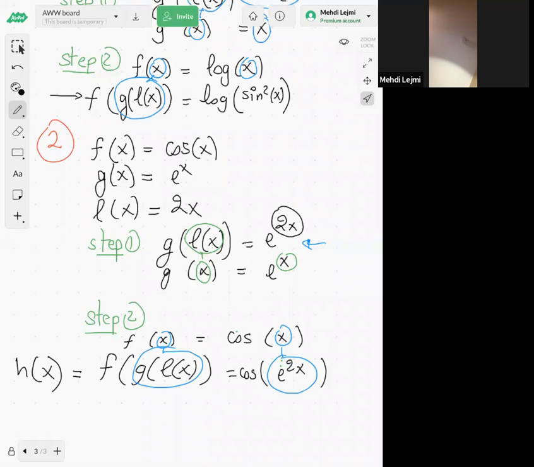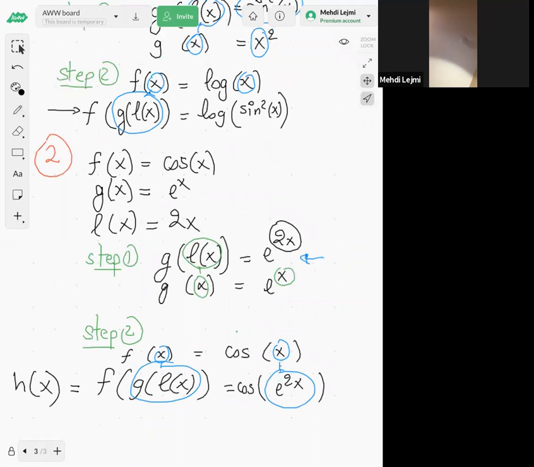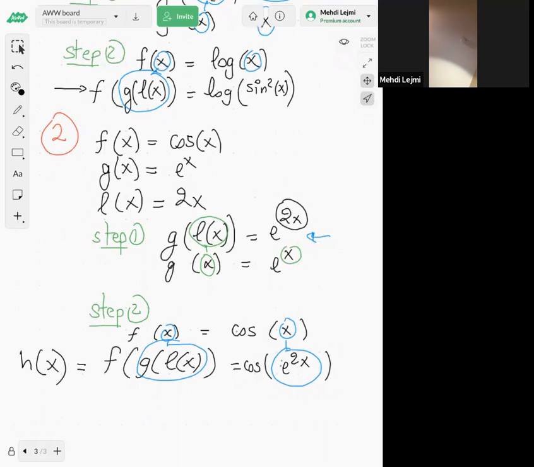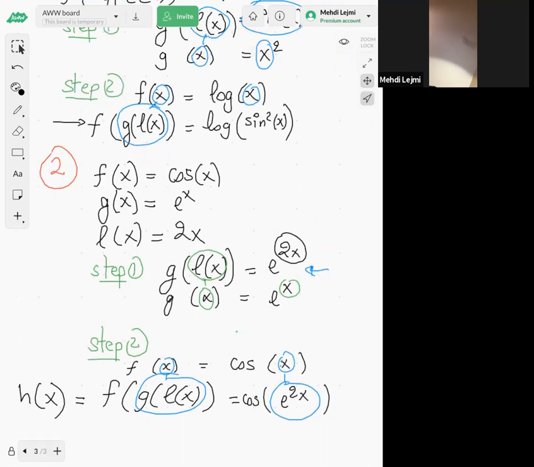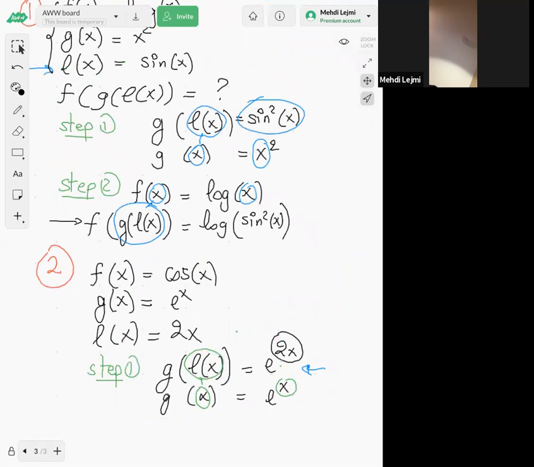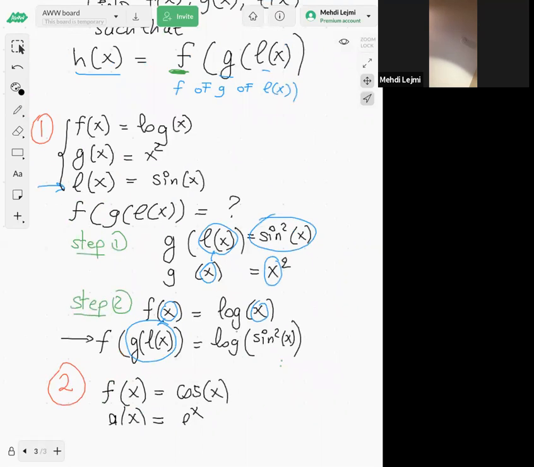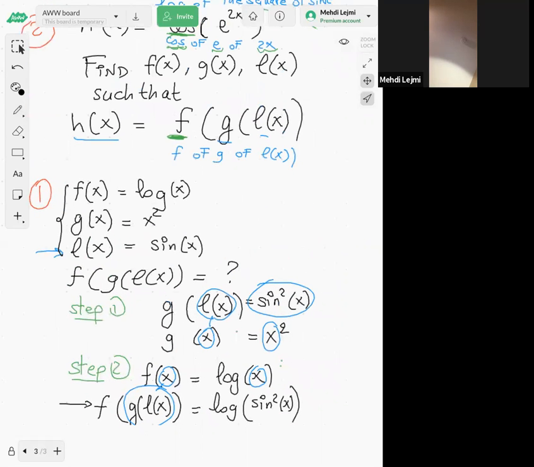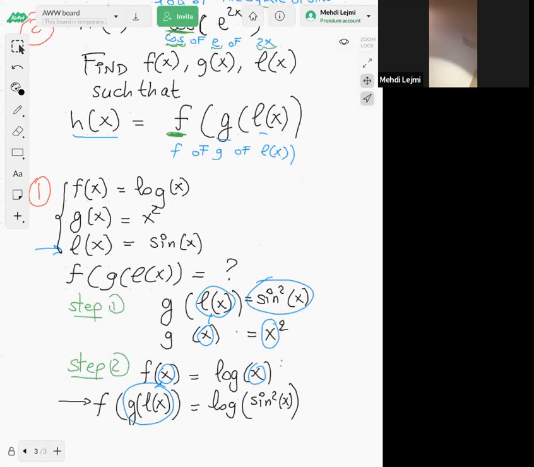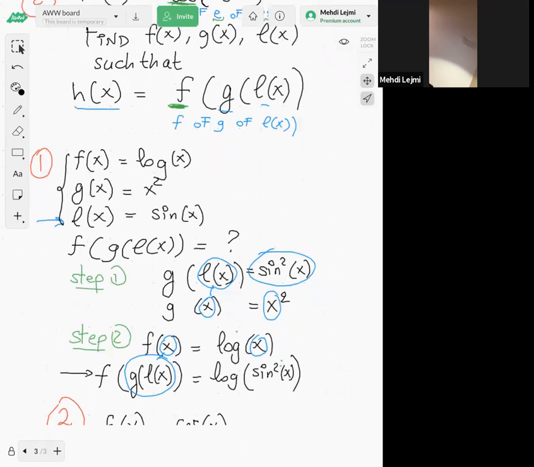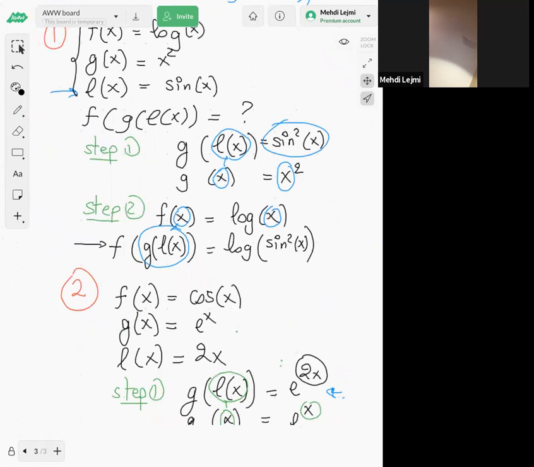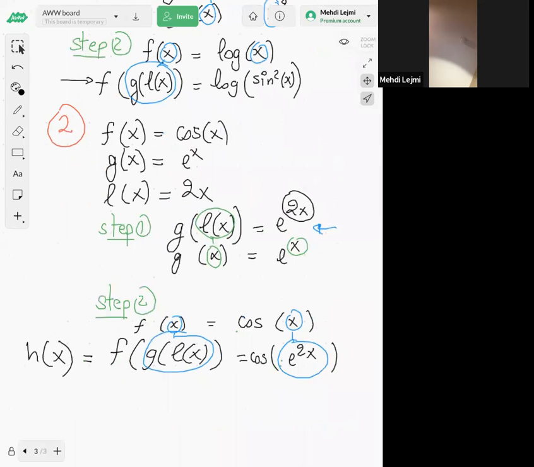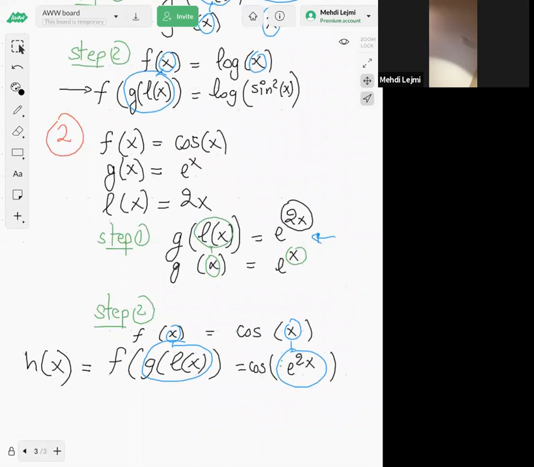Anyway, guys, this is an exercise. I know it's sometimes not really obvious or easy to find these three functions, f, g, and L. But again, it's just about the way you read your function. So first function should be f, second function should be g, and then the third function is L, right? Anyway, is there any question, guys, about this exercise?